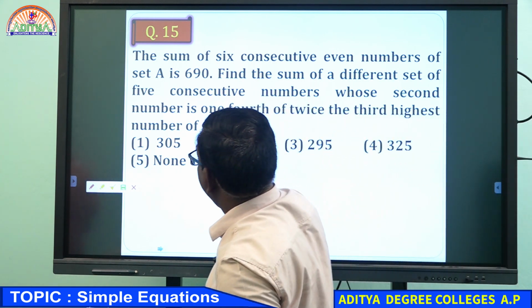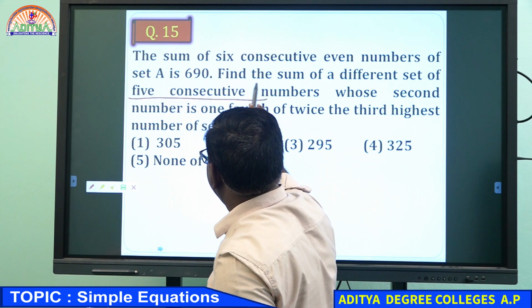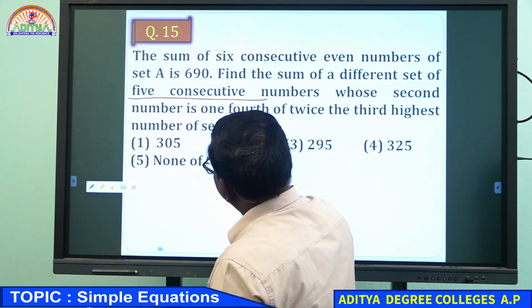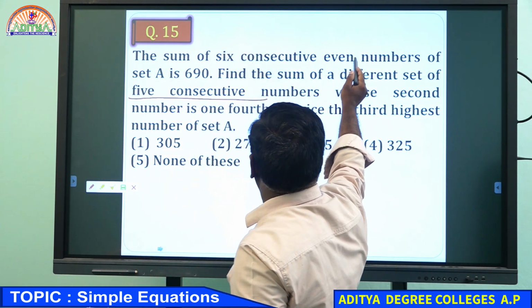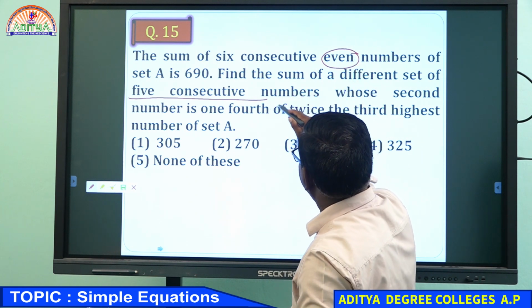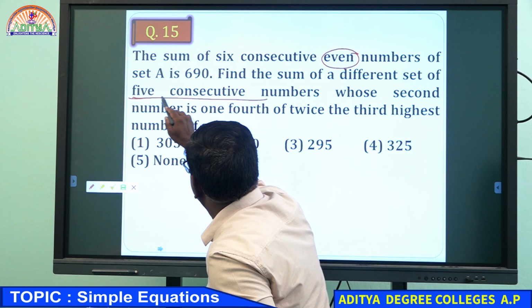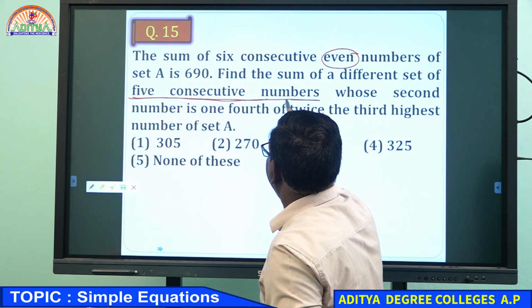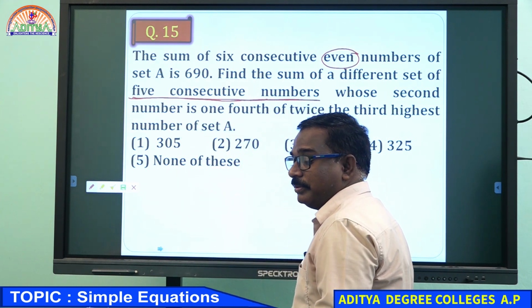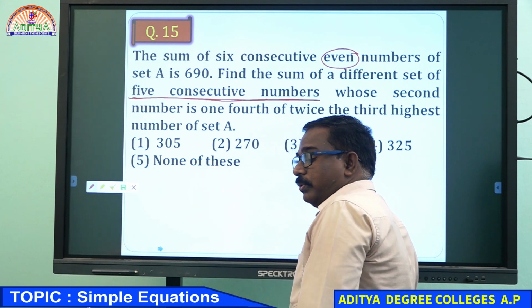The question is given 5 consecutive numbers. It didn't mention any even or odd. First one only is given even. But the second one is asking to find the different set of 5 consecutive numbers. He has not mentioned any odd or even. That point you need to read carefully.